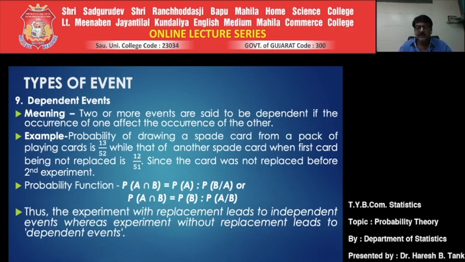So one thing is very clear: an experiment with replacement leads to independent events, whereas an experiment without replacement leads to dependent events. Whenever the words with replacement are used, the events are independent. Whenever the words without replacement are used, they are dependent events. It is as simple as that.